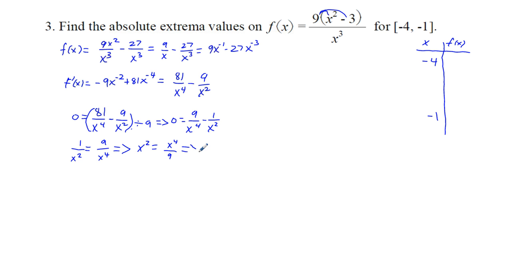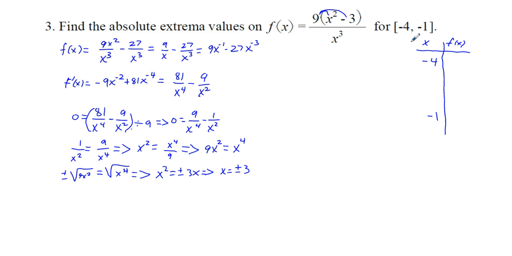Okay, and so now we can cross multiply that 9, and so we get 9x squared equals x to the 4th power. Taking the square root of both sides, we have the square root of 9x squared equal to the square root of x to the 4th power. But when we take the square root, we're going to get a plus or minus. The square root of x to the 4th power is x squared, which is going to be equal to plus or minus the square root of 9x squared, which is 3x. And finally, we can divide each side of this equation by x and have x is equal to plus or minus 3.